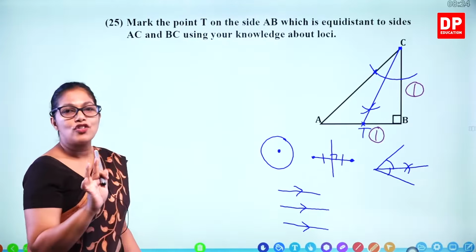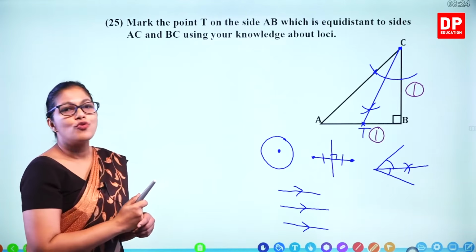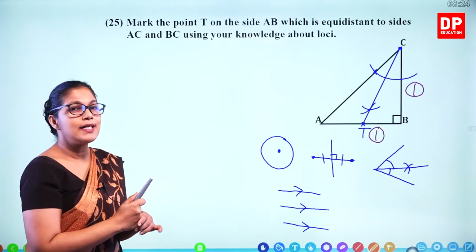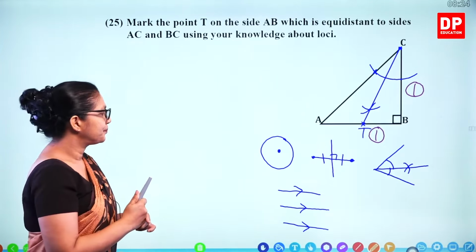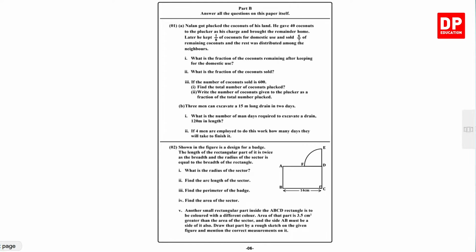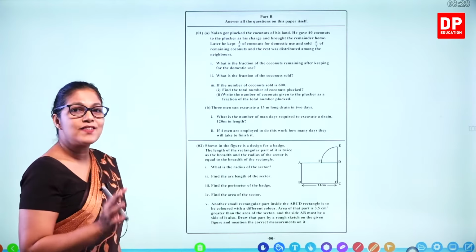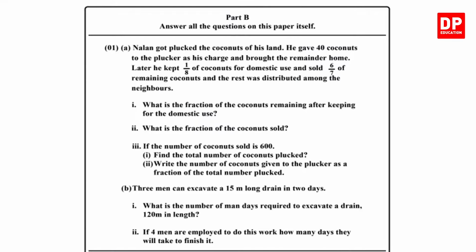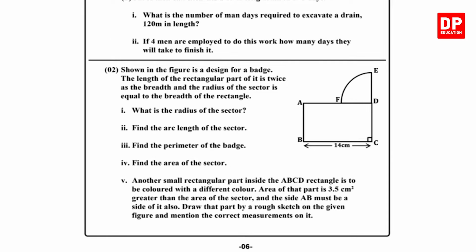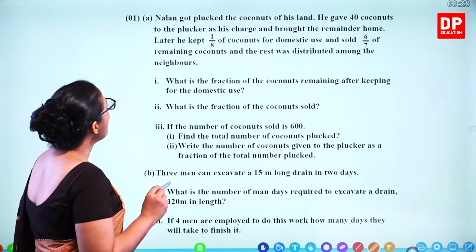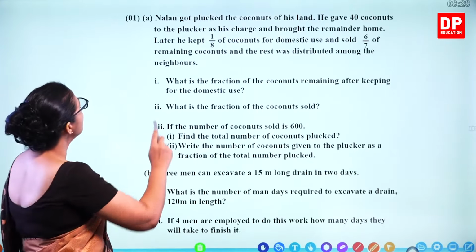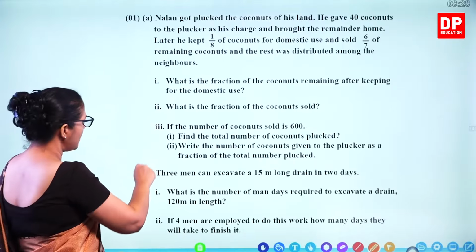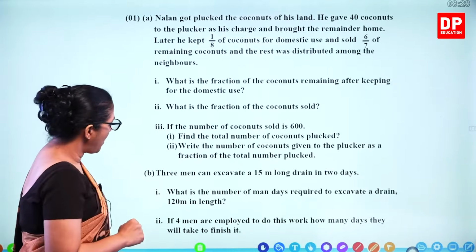So each question you got 2 marks. Now we'll look at part B. So answer all questions on this paper itself. So the space is given, so you have to write down the answers inside the space. Try 1 and 2. We'll do step by step. Question number 1, you get first part 3 parts and part B 2 parts.